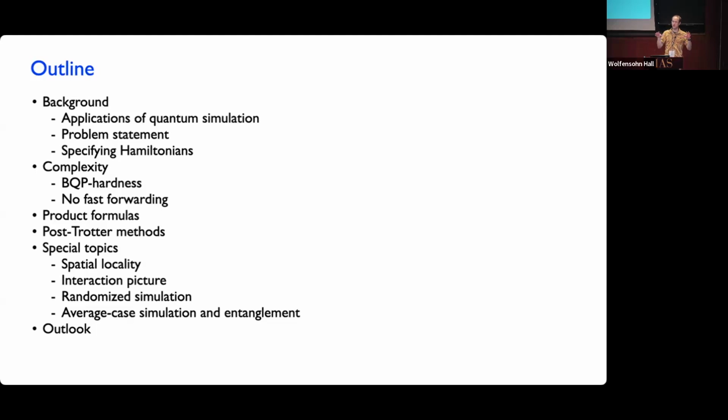So this trotterization idea is maybe the simplest and most natural approach to quantum simulation, but there are a bunch of other methods that have been developed that achieve better performance in various senses, and also involve some nice theoretical ideas. And then, time permitting, there probably won't be time, but if there's time, I might cover some special topics related to Hamiltonian simulation, and just say something at the end about where things are going.